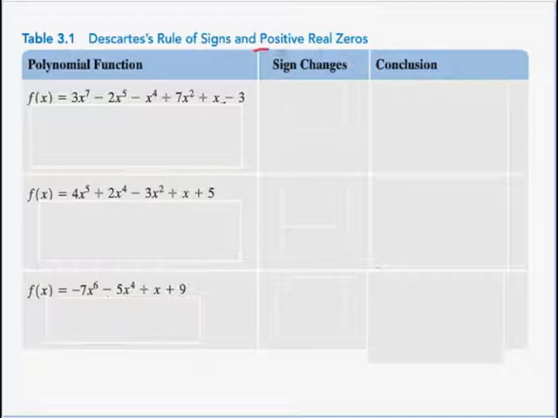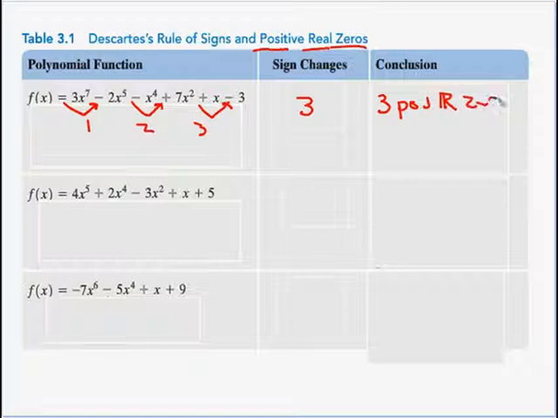And notice this is just for positive real zeros. So here's our first polynomial. I see 1 sign change here, and then a negative, negative to positive, another positive to negative. So there were 1, 2, 3 sign changes. What can we conclude? 3 positive real zeros, or 3 minus 2 is 1 positive real zero.